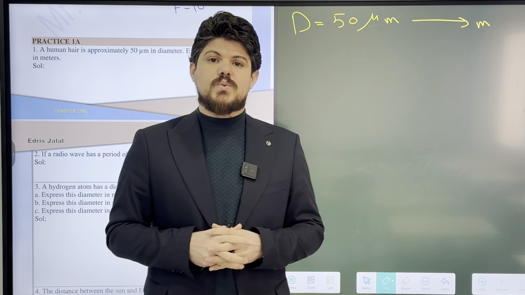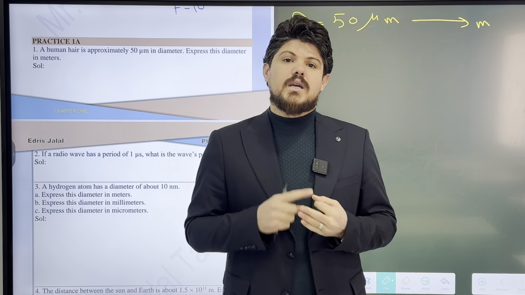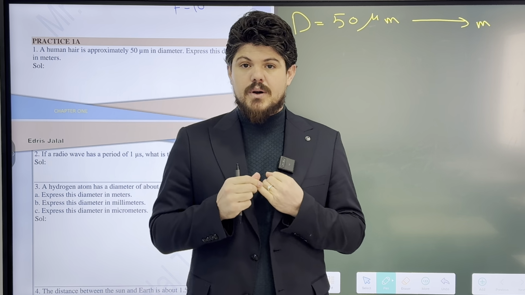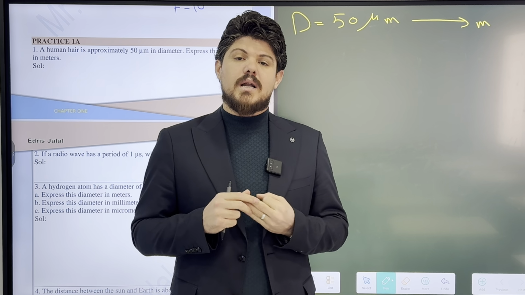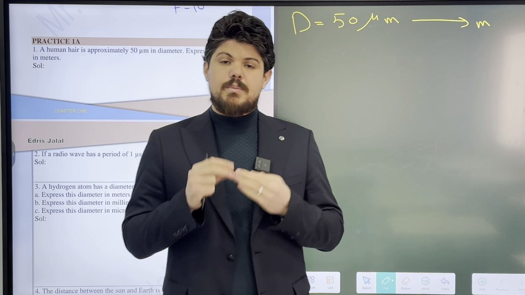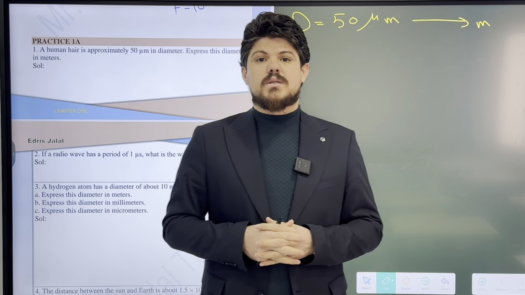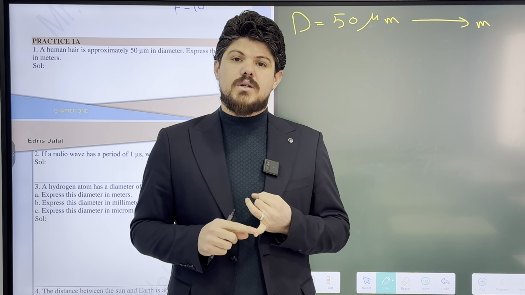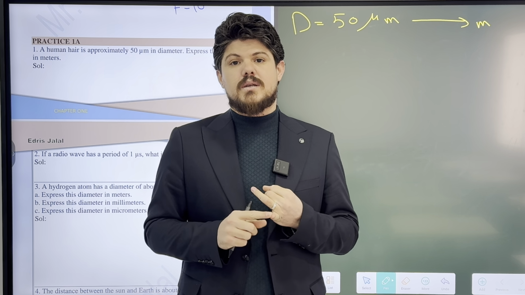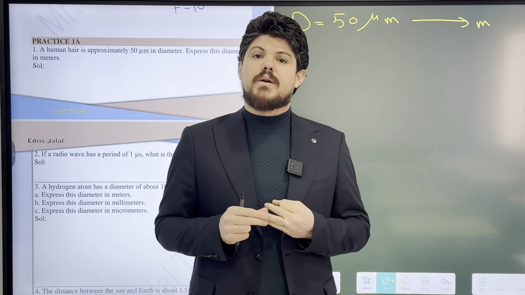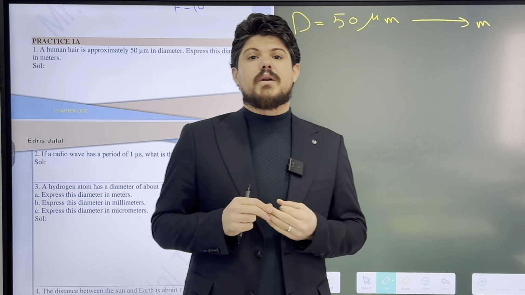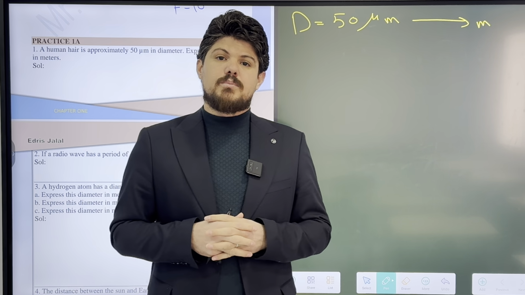For the large prefix, we had giga, mega, kilo. Giga is 10 power 9. Mega has a power 10 power 6. And kilo, 10 power 3. For the small prefixes, we had centi, its value is 10 power negative 2, milli 10 power negative 3, micro 10 power negative 6, and nano 10 power negative 9.